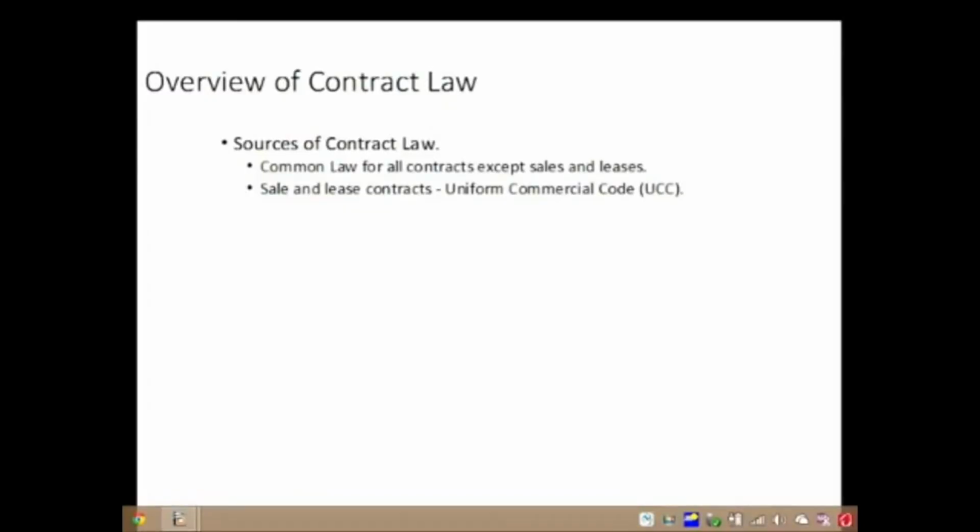There are two sources of contract law. First is common law, and that's true for all contracts except sales and leases. And then if you do have a sale or a lease contract, it's governed by something called the Uniform Commercial Code, or the UCC. And there is federal UCC law, and states have UCC law. Most really mimic each other.